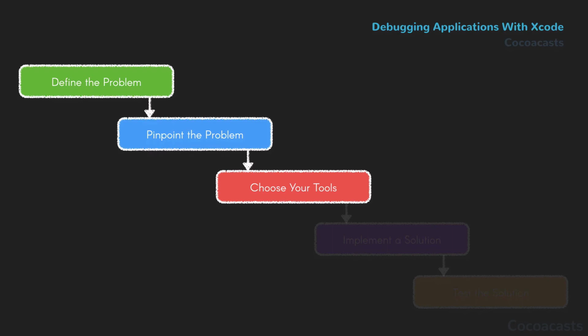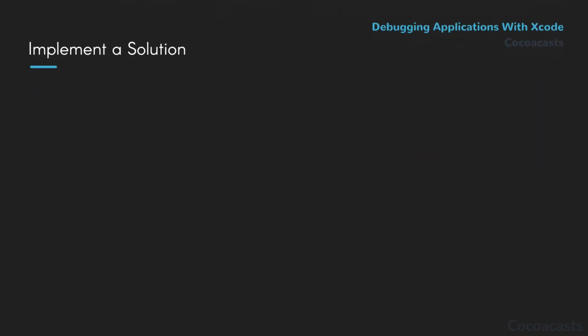Once I know what type of issue I'm dealing with, I can bring in more specialized tools that help me zoom in on the root cause. Once you have a clear picture of the issue, it's time to come up with a solution. This can mean fixing a typo, but it might also mean hours or days of work.